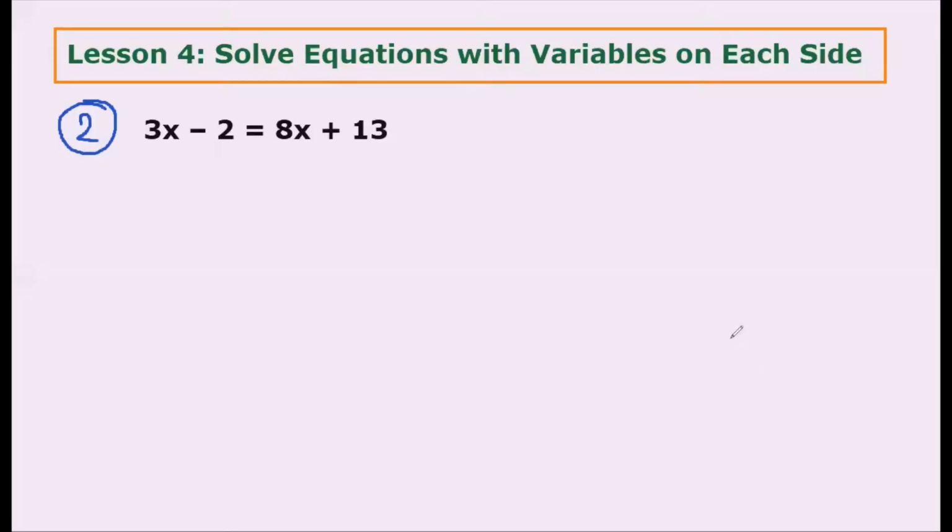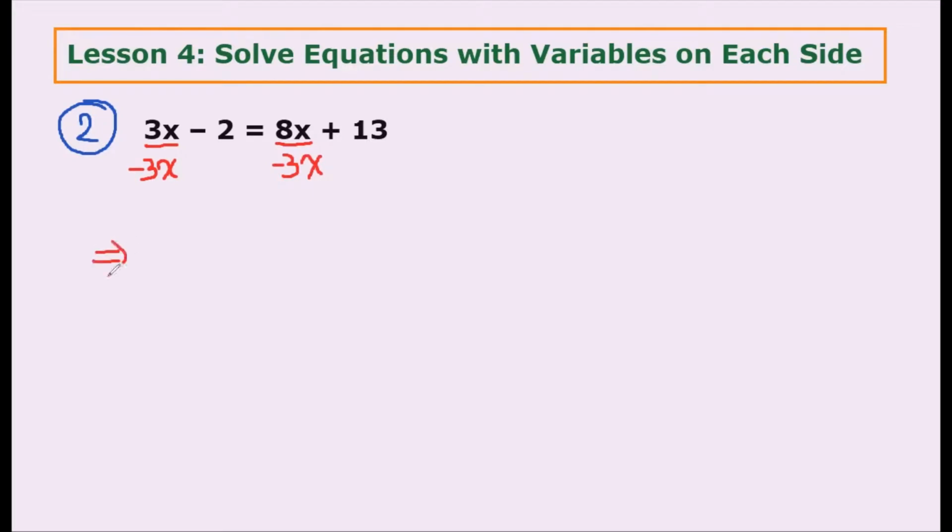Let's take another example. In this example, we have 3x minus 2 equal to 8x plus 13. And we can see that we have variables on each side of the equation. How to solve it? We look at one of these variables' sign, the coefficient of one of these variables. Let's look at here, 3x. 3 is positive. So the first thing we need to do is to subtract this 3x from both sides of the equation. What we are trying to do is to put the variables on one side and the numbers on the other side of the equation.